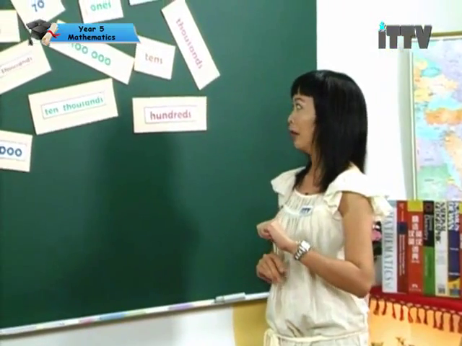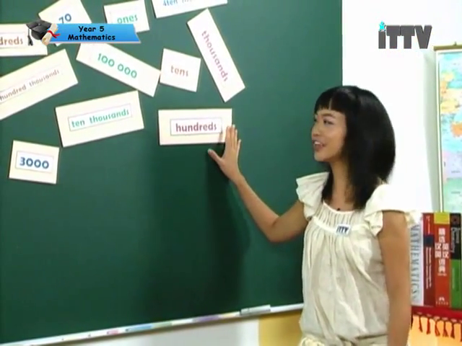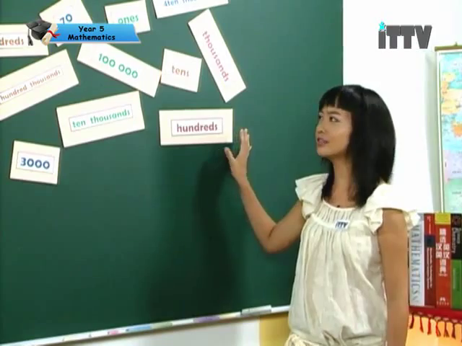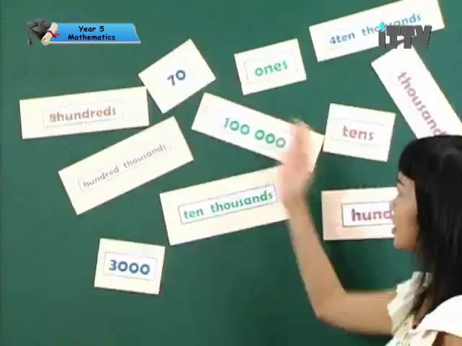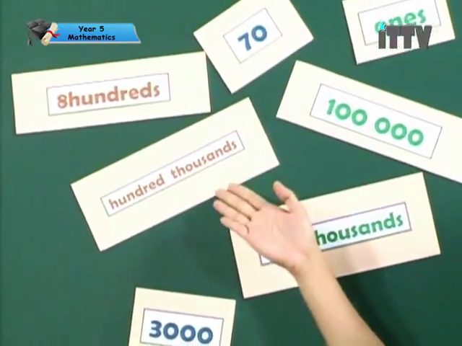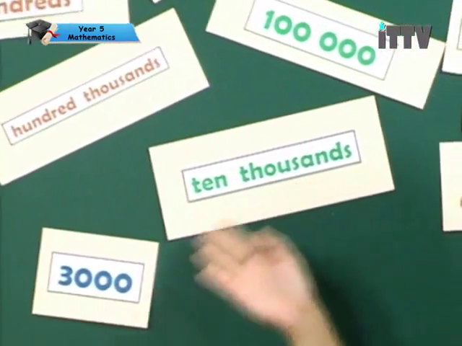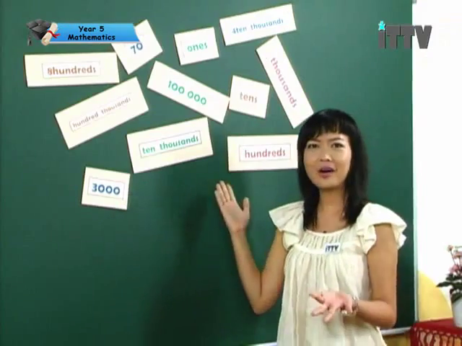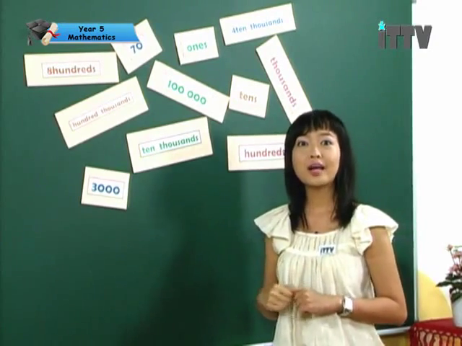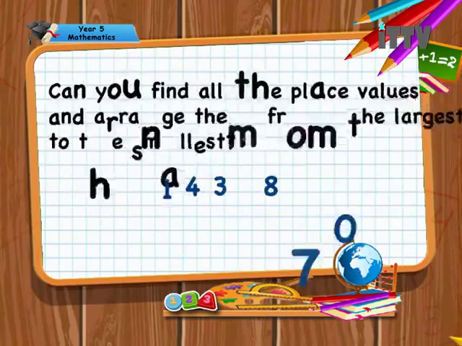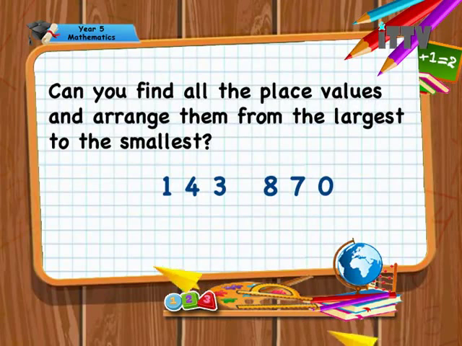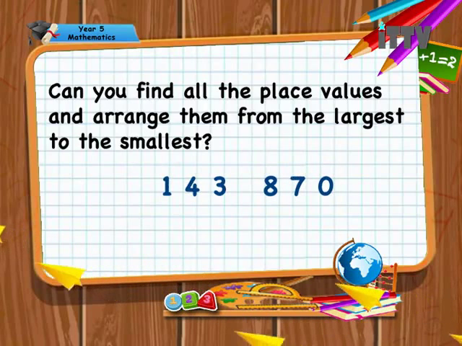Now let's see if you can remember what we have learned in the previous lesson about place value and digit value. Wow! Look what we have over here! So many pieces of cards with words and digits. 800s, 100,000s, 10,000s, 3,000. Well, what are all these? Oh, I know. Let's take a look at the question. Can you find all the place values and arrange them from the largest to the smallest? All these are place values and digit values for 143,870.